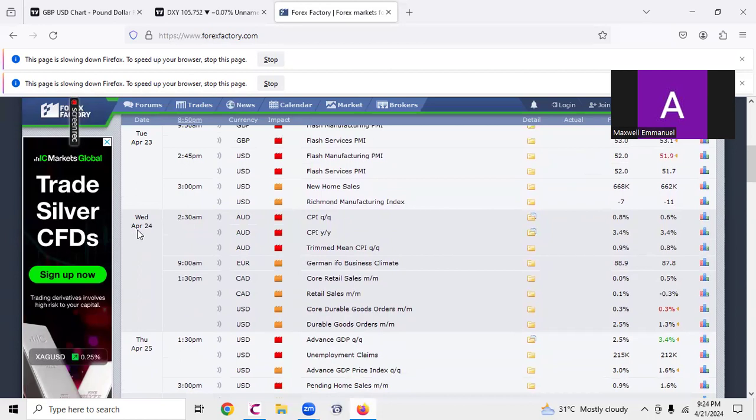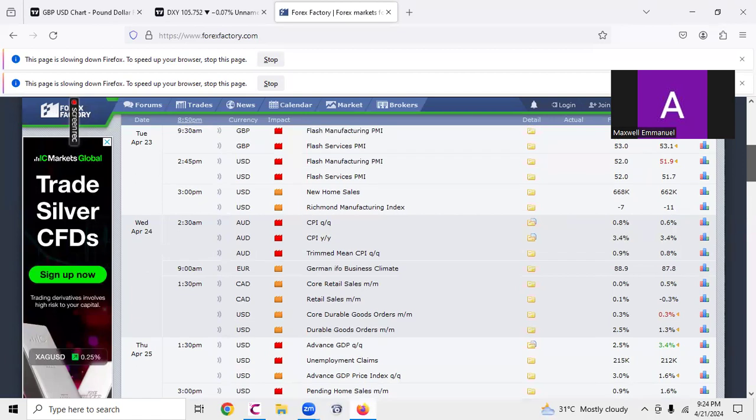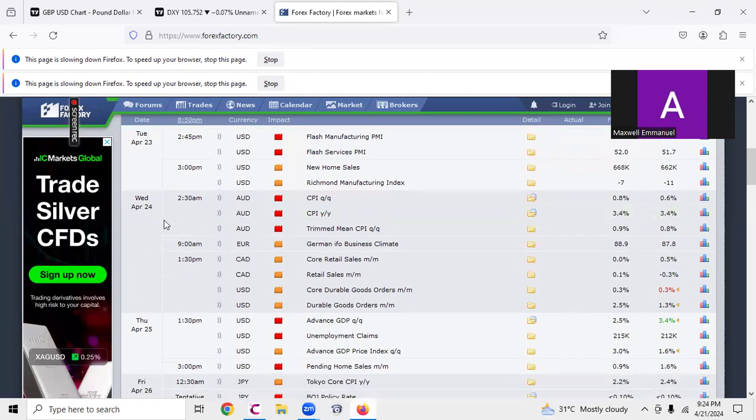Then on Wednesday, we have Australian dollar, 2:30 a.m. Nigerian time, CPI, which is a major news. So if you're trading Australian dollar pairs, you might have to wait for this major news to be released before you trade Australian dollar pairs. But you can still go ahead and trade on Monday and Tuesday if you have your technical setup.